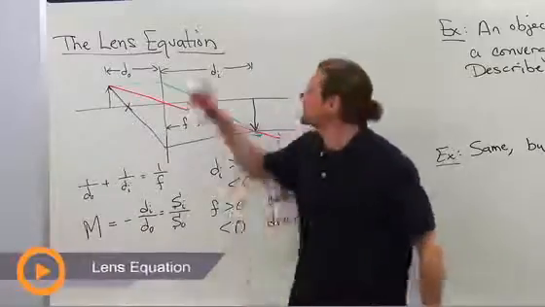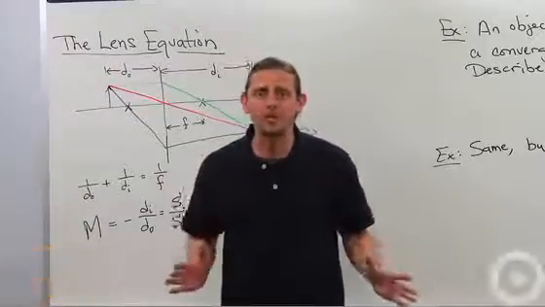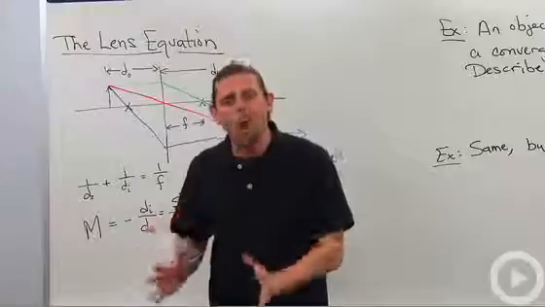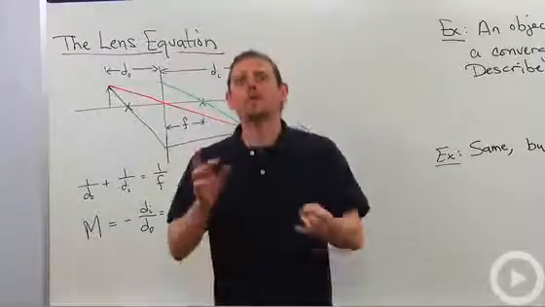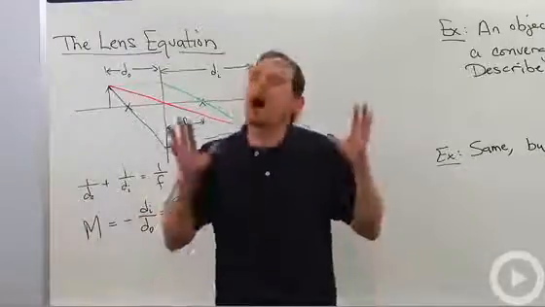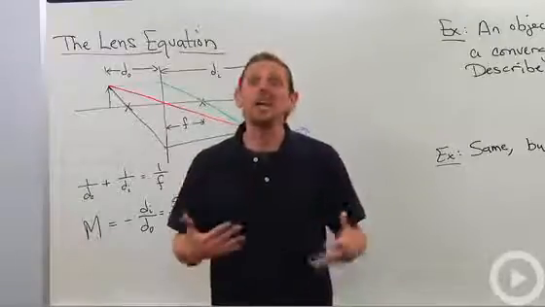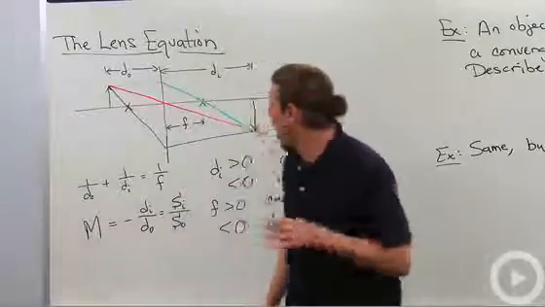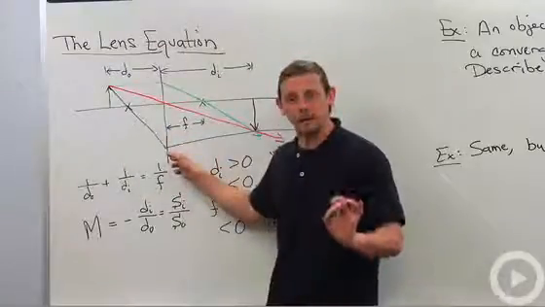So let's talk about the lens equation. The lens equation allows us to do geometric optics, but in a quantitative way. Now, it will turn out that it works exactly the same way for lenses as it does for mirrors, just like geometric optics does. So I'm going to spend most of my time talking about lenses because they're easier to draw the diagrams for. All right, so we've got a diagram like this for a converging lens.